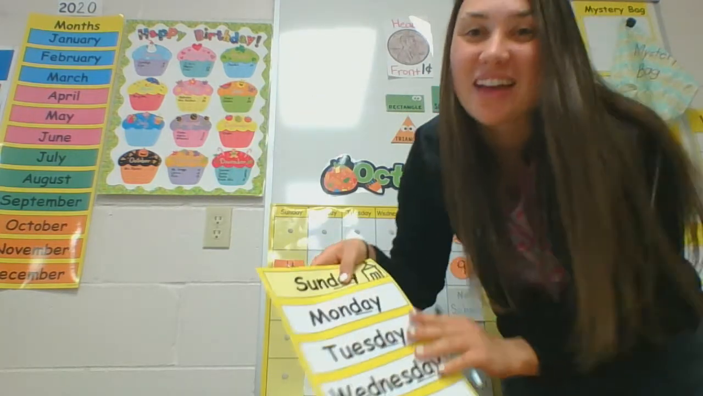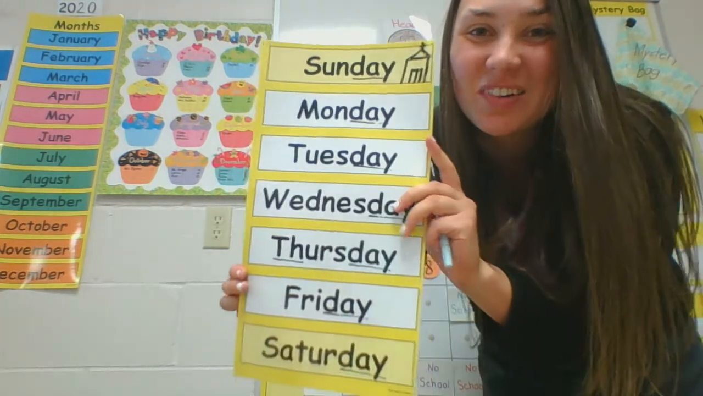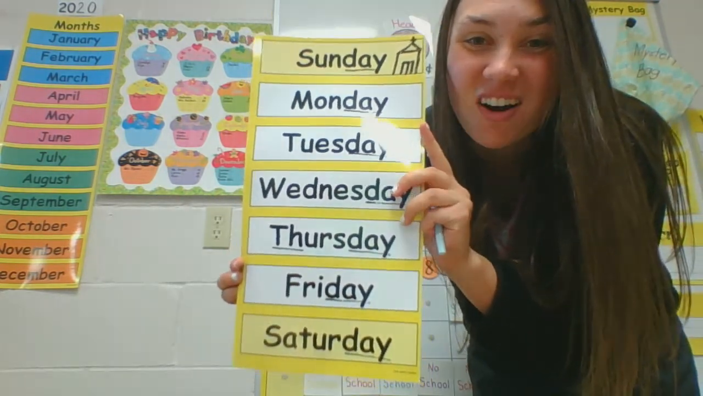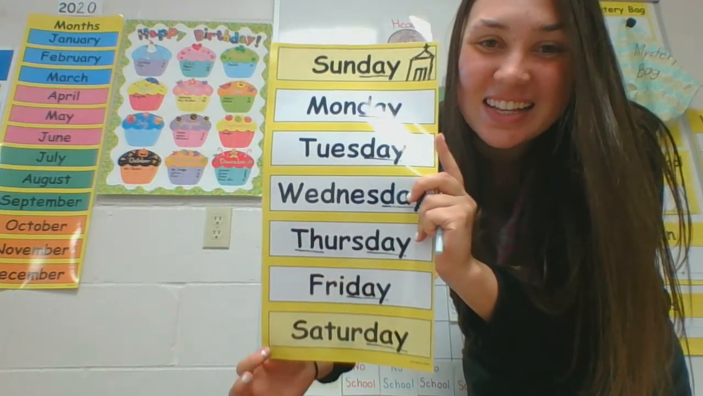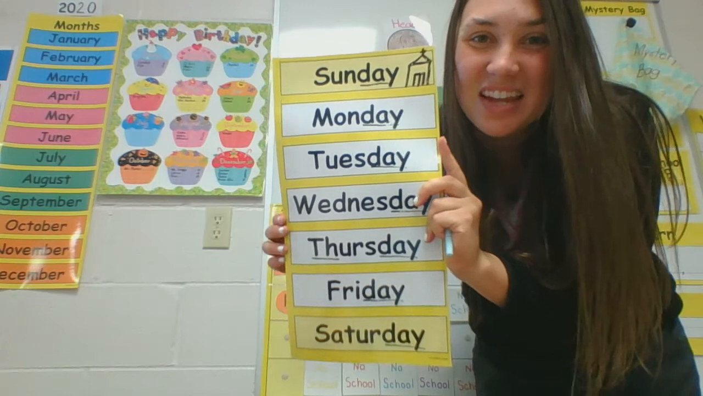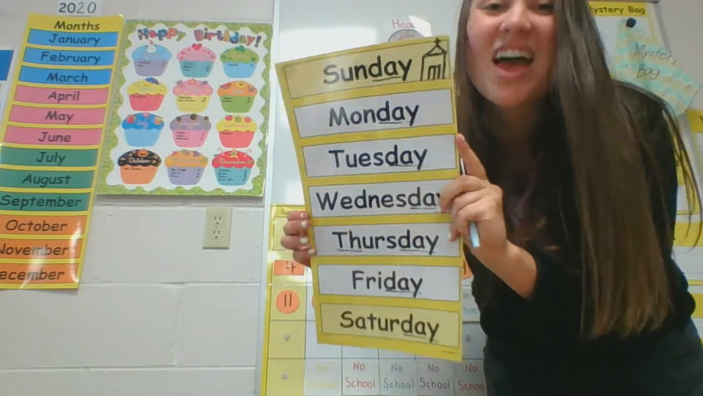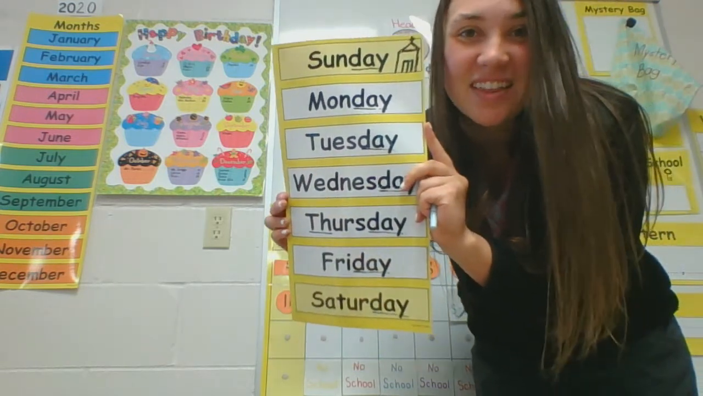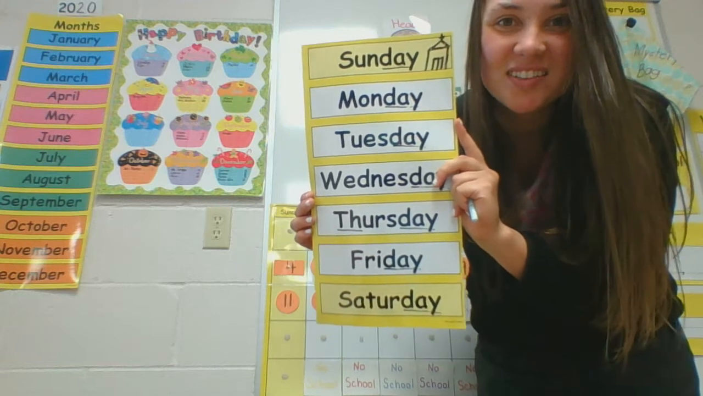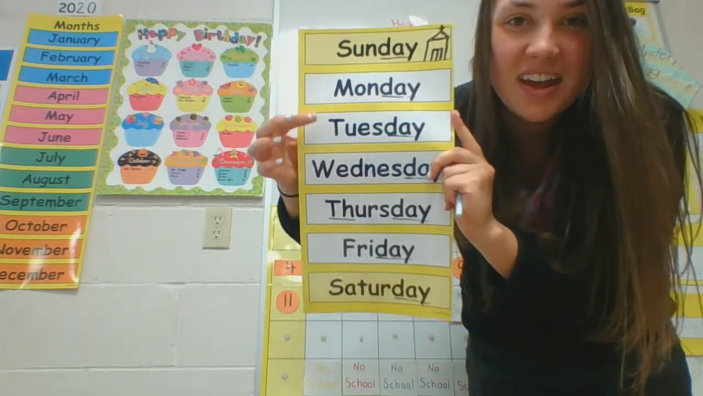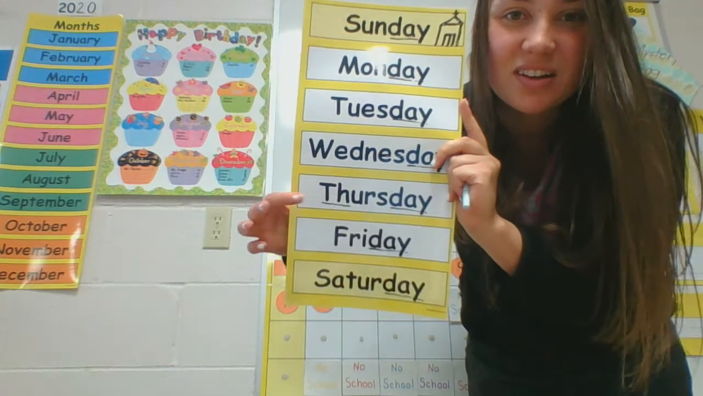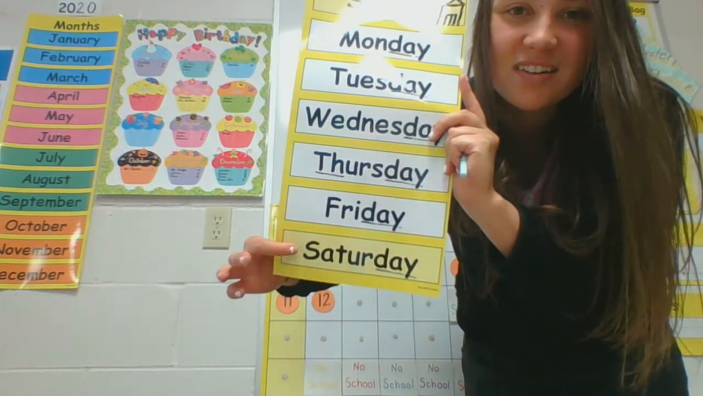You remember what I always ask at the beginning of every single one? How many days are there in a week? Do you remember? 7, right? 7 days in a week. Let's do the song. Ready? There are 7, there are 7, there are 7 days in a week. Sunday, Monday, Tuesday, Wednesday, Thursday, Friday, Saturday.